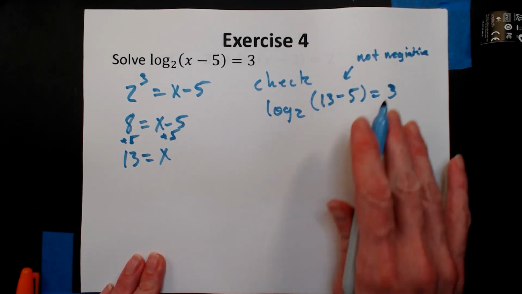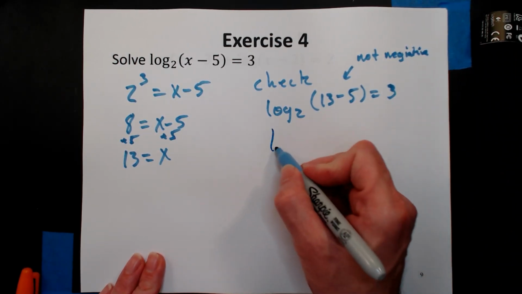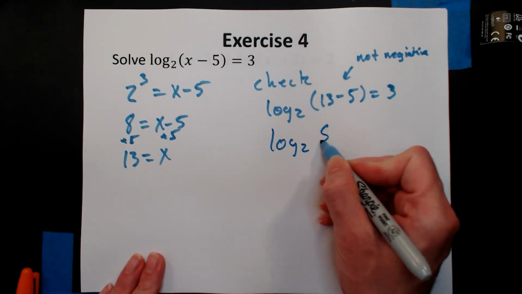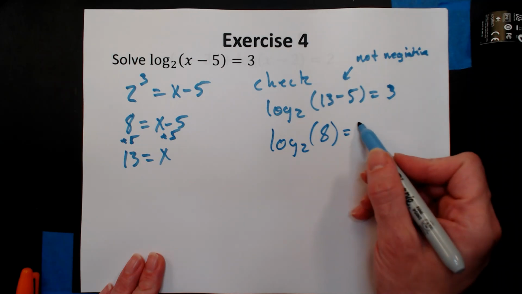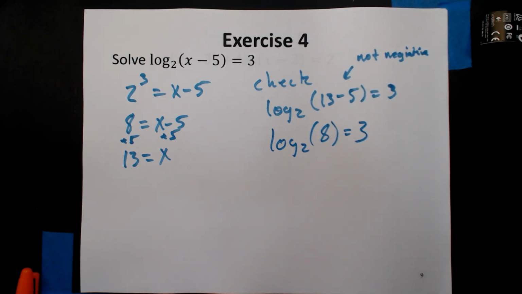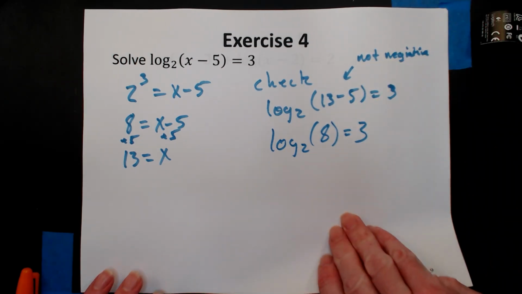Once you check that it's not negative, you can usually stop. But just to go all the way through, say this is log base 2 of 8. Well, 2 to what power gives us 8? Well, 2 to the third power gives us 8. So that's exercise 4.